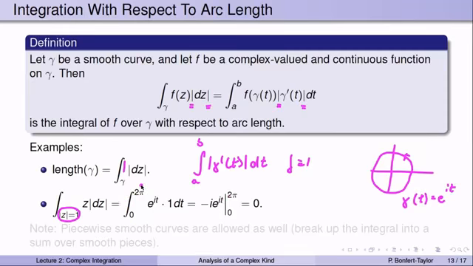So this is the integral from 0 to 2 pi, f of gamma of t, but f of z is the function z. So f of gamma of t is simply e to the it times the absolute value of the derivative. Gamma prime of t in this case is i e to the it, but the absolute value of gamma prime of t is equal to 1. So that's where this 1 right here comes from. So we're integrating from 0 to 2 pi e to the it.